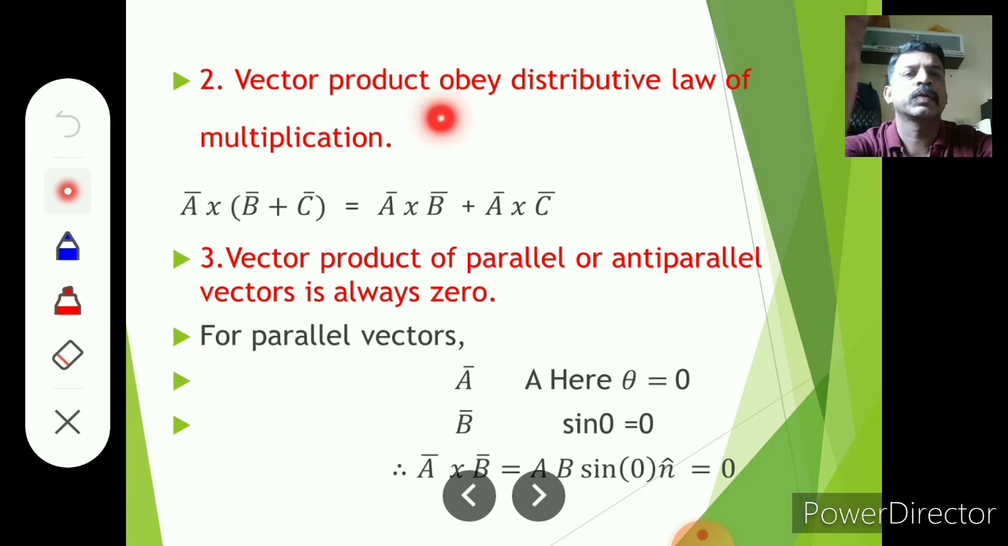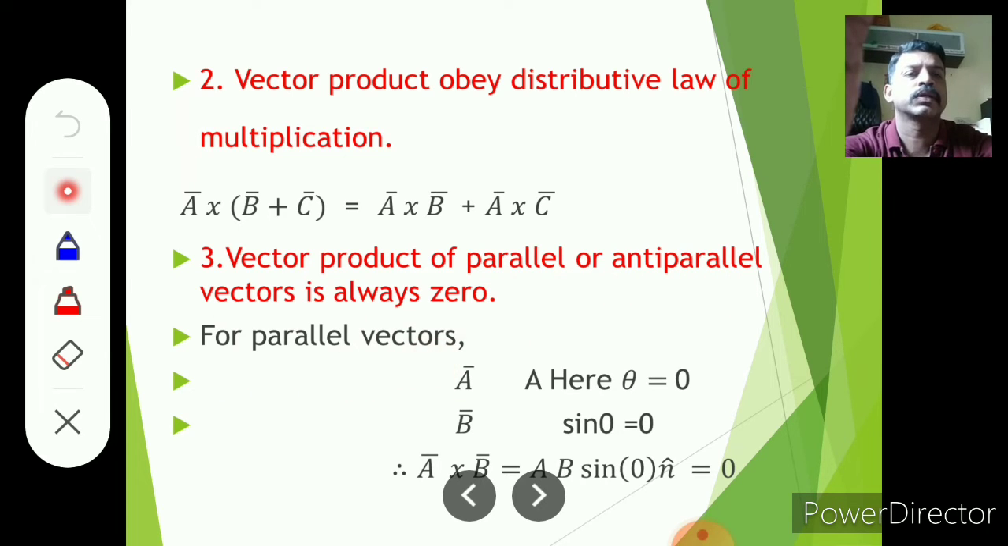The vector product obeys the distributive law of multiplication, that is A cross (B plus C). If we distribute this bracket, we get A cross B plus A cross C. The vector product of parallel or anti-parallel vectors is always 0.